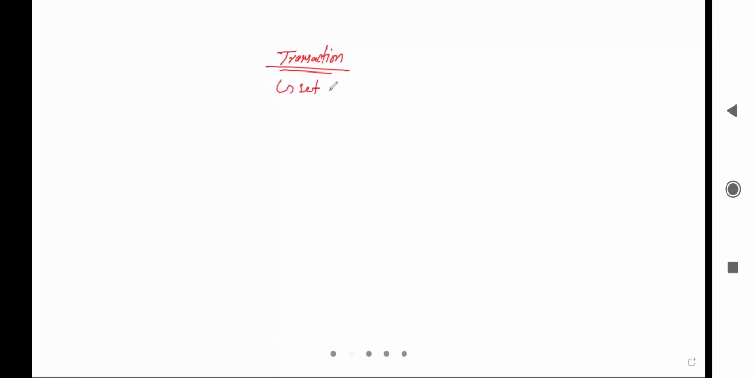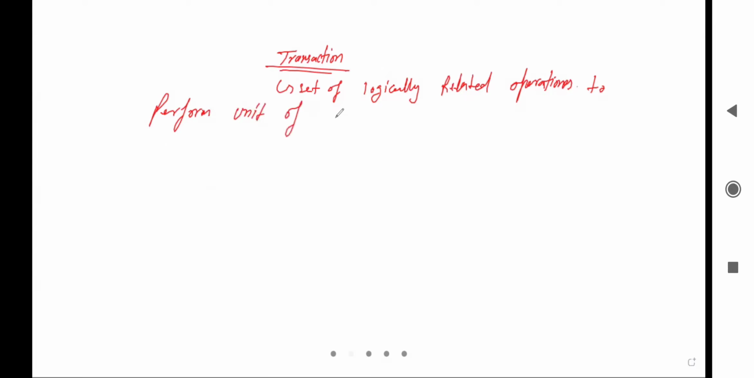It is a set of logically related operations to perform a unit of work. Right? To perform the unit of work.